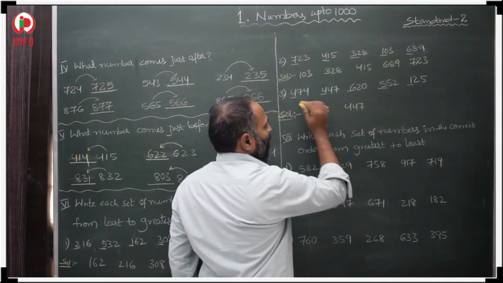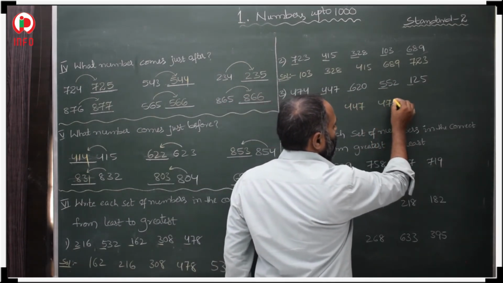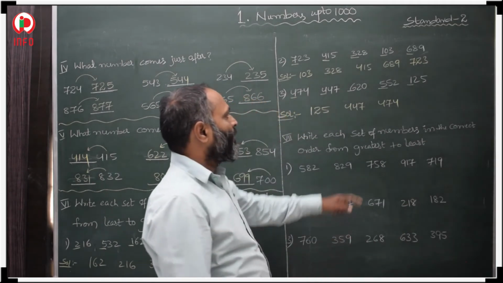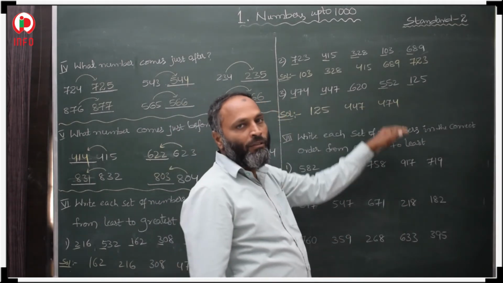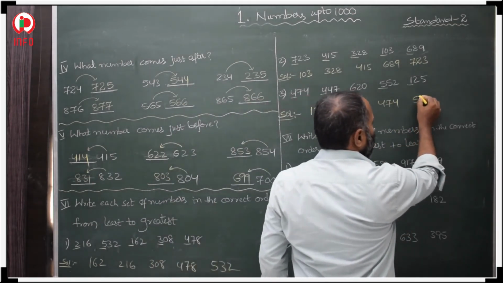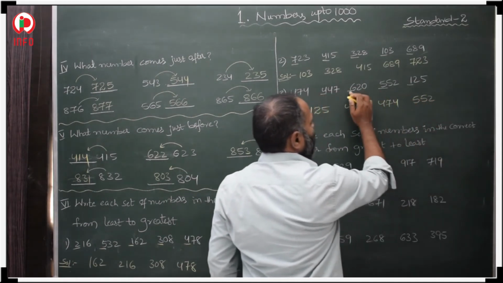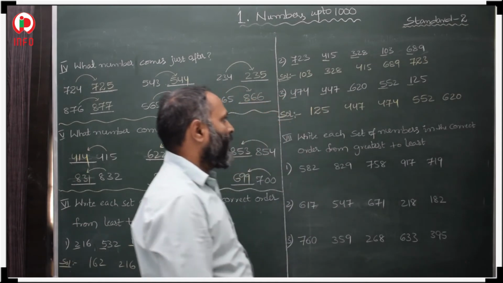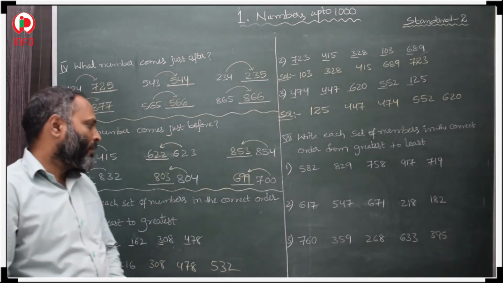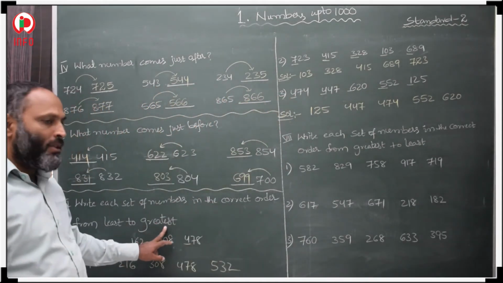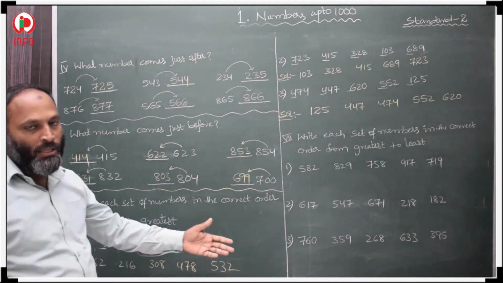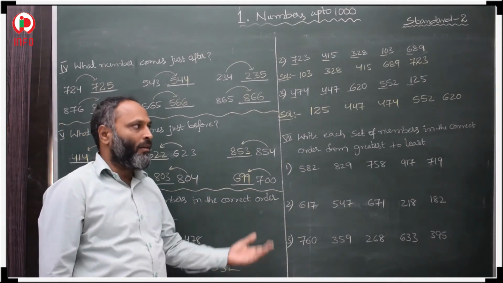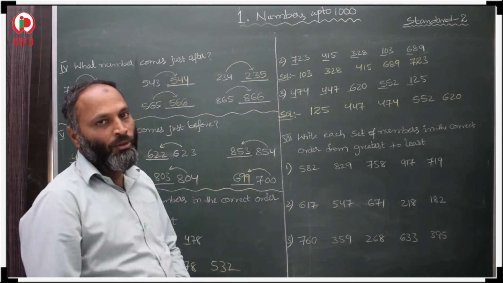447. Then 474. Then after 4, 5: 552. Then after 5, 6: that is 620. In this way we have to arrange from least to greatest, from smallest to highest, or in ascending order. Whatever it is, it is the same.